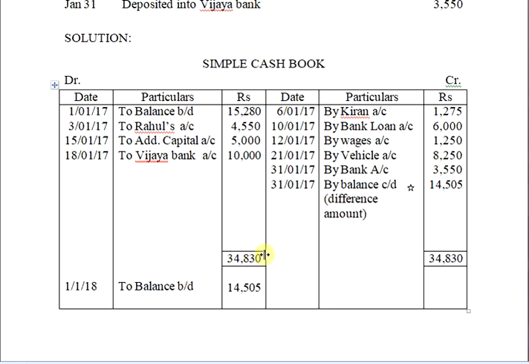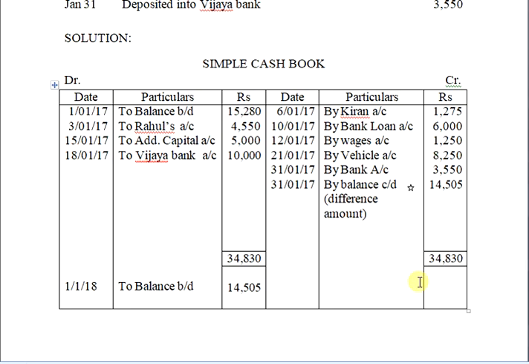Check which total is more. Which side is more? Debit side total is more. Write the same total to the credit side also. From this 34,830, subtract 1,275, 6,000, 1,250, 8,250 and 3,550, and you will get the remaining balance of 14,505. This will be treated as what? Balance carried down. This is the difference amount in the cash book. So how much is the closing balance we are getting for this 9th problem?